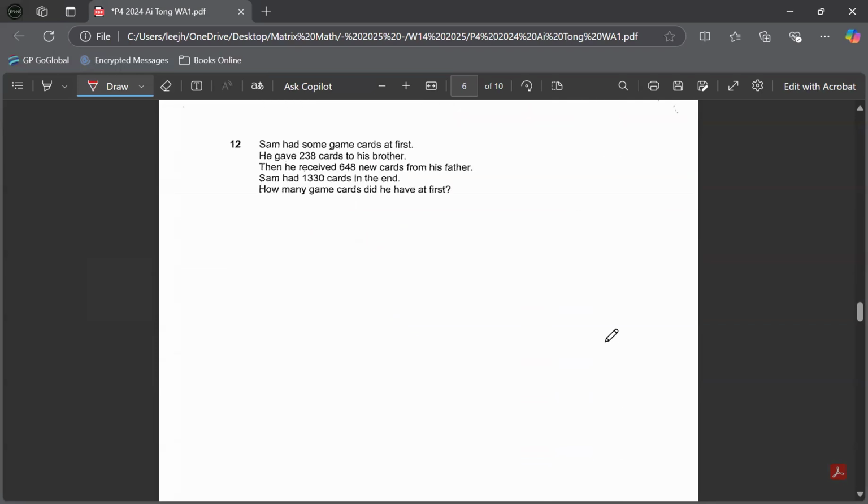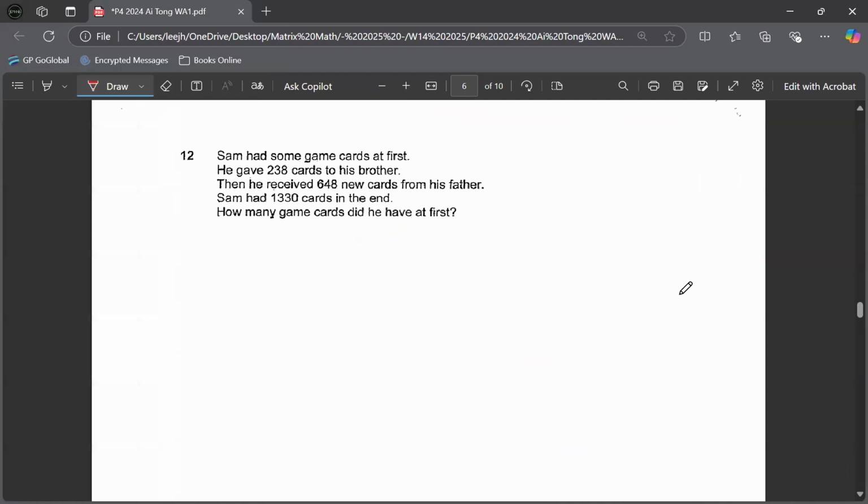Question 12. Okay, I think this one can enlarge a bit. Okay, question 12. Sam had some game cards at first. He gave 238 cards to his brother. He then received 648 new cards from his father. Sam had 1,330 cards in the end. How many game cards did he have at first? So you know that this one is working backwards. So we know he had some game cards at first, which we don't know what is the value. So I just put a question mark.